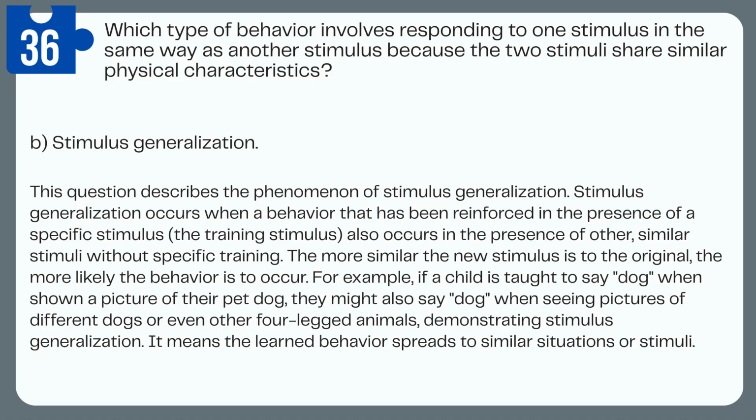Stimulus generalization occurs when a behavior that has been reinforced in the presence of a specific stimulus, the training stimulus, also occurs in the presence of other similar stimuli without specific training. The more similar the new stimulus is to the original, the more likely the behavior is to occur. For example, if a child is taught to say dog when shown a picture of their pet dog, they might also say dog when seeing pictures of different dogs or even other four-legged animals, demonstrating stimulus generalization. It means the learned behavior spreads to similar situations or stimuli.